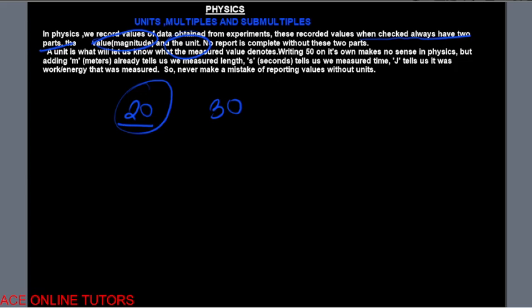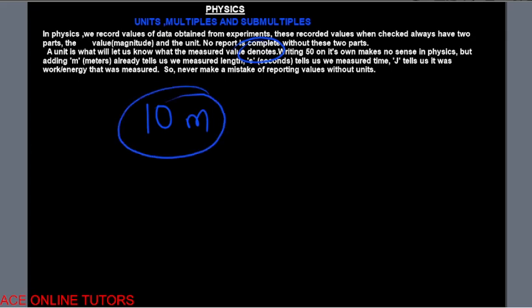So no report is complete without these two parts. A unit will let us know what is measured, what the measured value denotes. That's like common sense. It doesn't make sense for you to just write 10. But immediately you put m, in physics we use m to represent meters, so this already tells us that you are measuring length. If you put capital letter N, this N represents Newton.